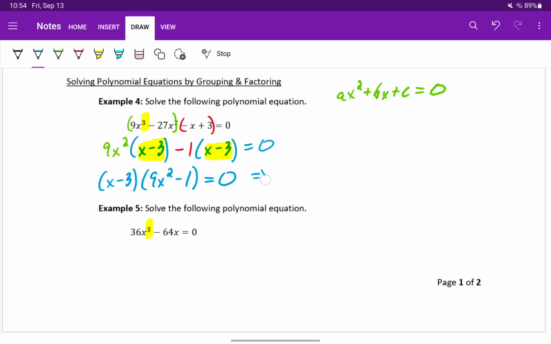From here, we can take one more step to factor. Using difference of squares, this will factor as 3x minus 1 and 3x plus 1, giving us three solutions. x is equal to 3, 1/3, and negative 1/3.